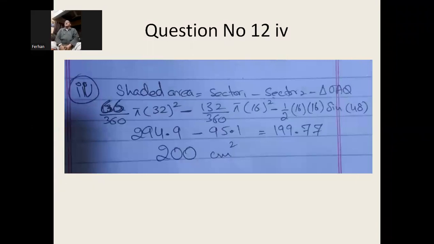So the shaded area will be sector 1 minus sector 2 minus the triangle OAQ. Sector 1 is 66 divided by 360 times pi times 32 squared, minus sector 2, which is 132 divided by 360 times pi times 16 squared, minus the area of that triangle, which is 1/2 times 16 times 16 times the sine of 48. So you will have 294.9 minus 95.1, and that will be 199.77, which is approximately 200 centimeter square. So that was question number 12, and its fourth part.